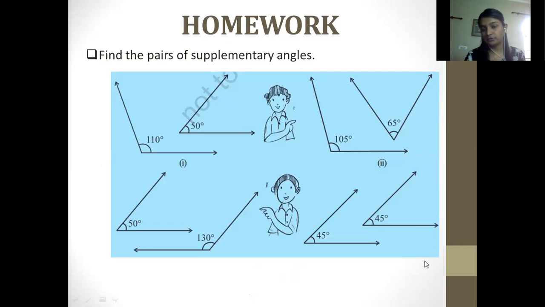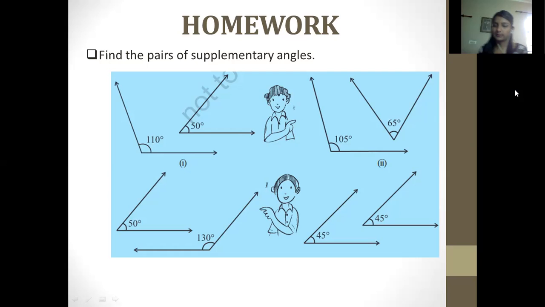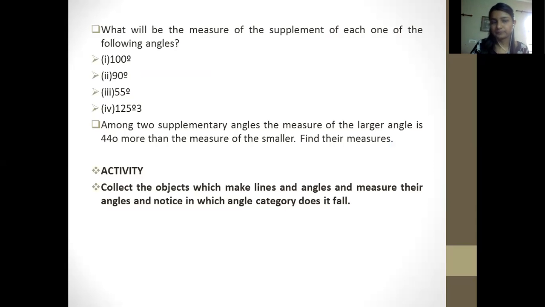So here is homework in front of you. You have to solve these questions. You have to identify which pairs are making supplementary angles and which don't. You have to simply draw them in your notebooks, and you can draw a table also, or you can simply write yes or no in front of these angles. Also, here is another question where you have to find the following angles for supplementary. Also, here is an activity. You have to collect objects which are making lines and angles, and you have to measure the angles formed by those objects and identify the category in which they fall, like complementary and supplementary.